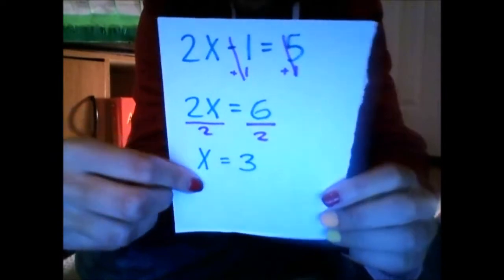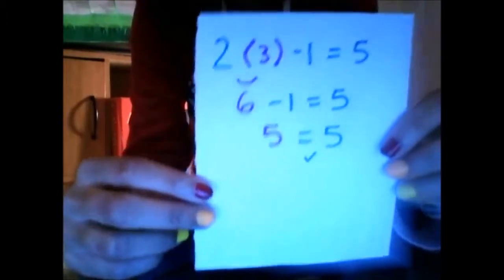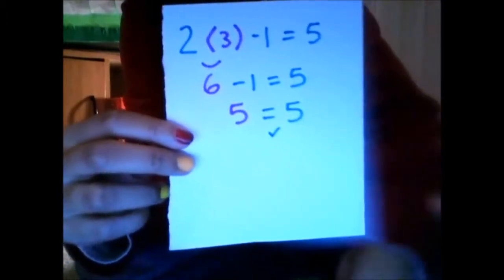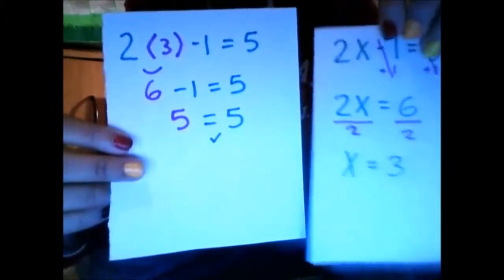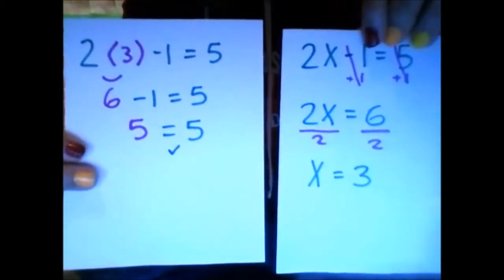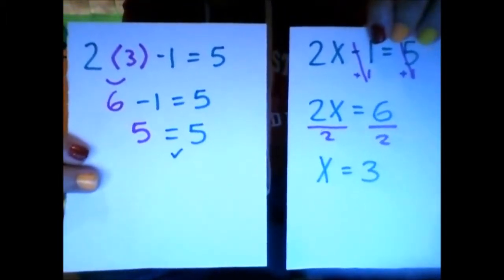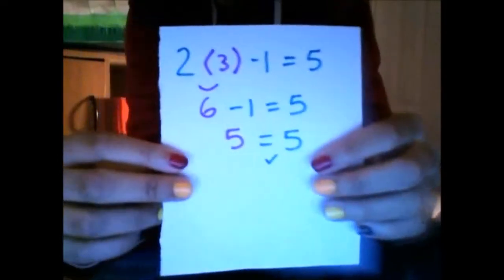To check this, you just have to put 3 wherever you see an x in the equation. So 2 times 3 equals 6. Bring down the rest of the equation. 6 minus 1 equals 5. So 5 equals 5. So that means you got the answer right.